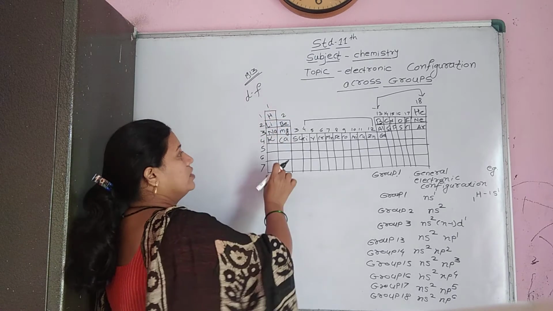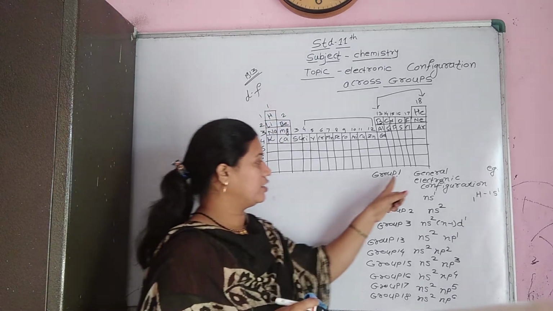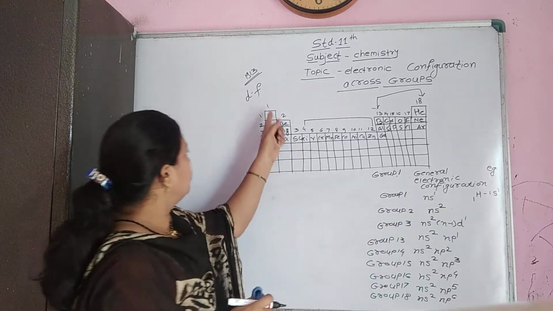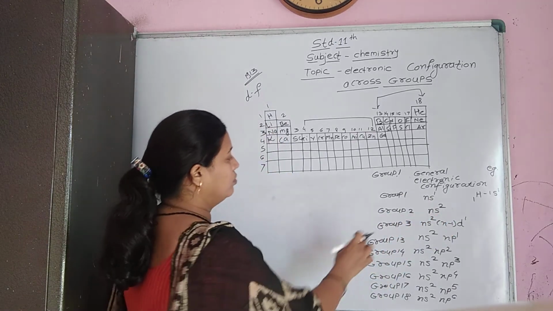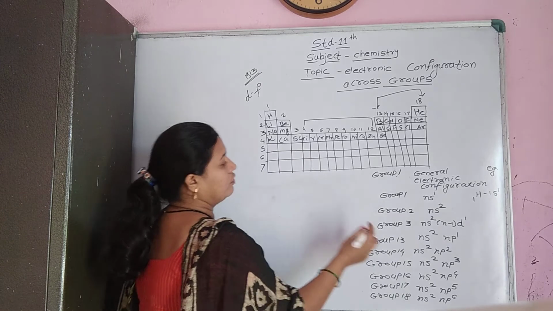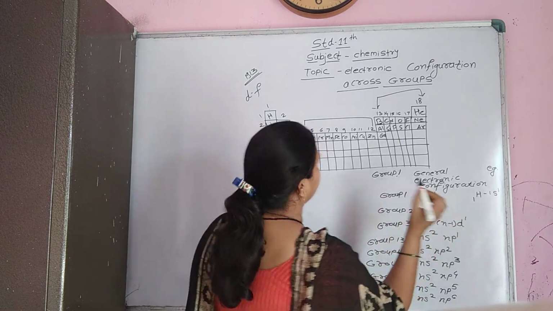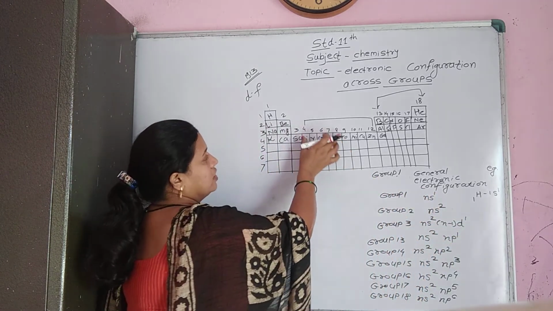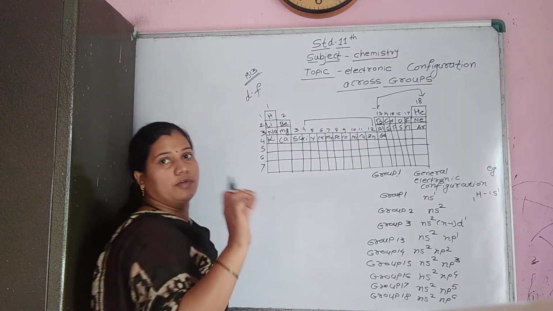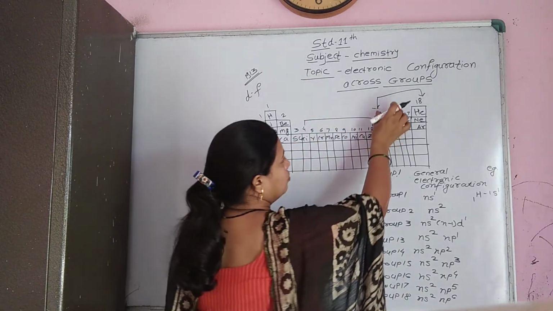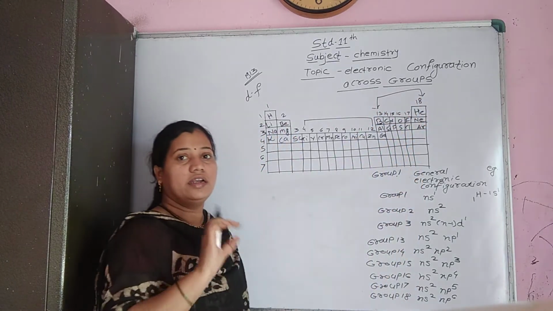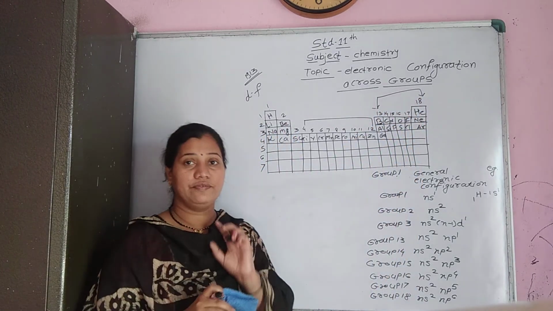Group number 1 has general electronic configuration ns1, group number 2 has ns2, then group number 3 has ns2 (n-1)d1. We do not write the general electronic configuration for group numbers 4 to 12 because variation is observed, and in the case of group numbers 13 to 18 the inner d and f subshells are completely filled.